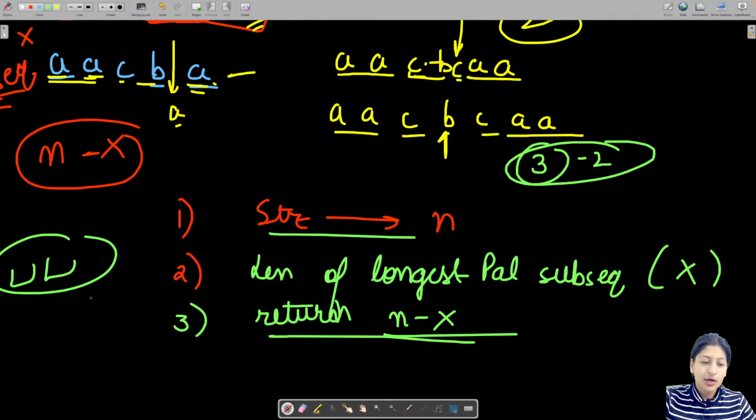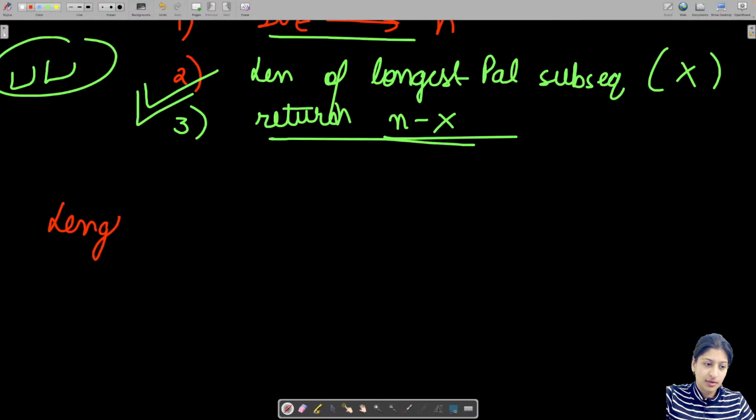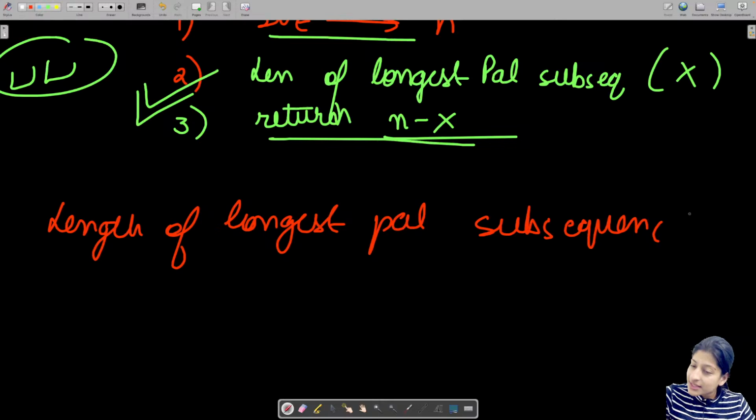The question now revolves around this second step: how to find the length of longest palindromic subsequence. Now the question comes down to solving this question.